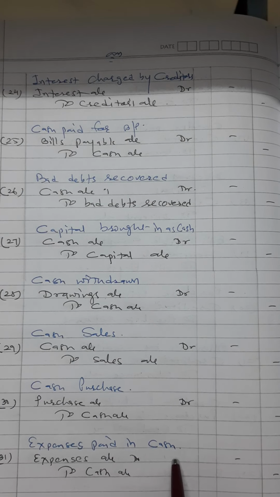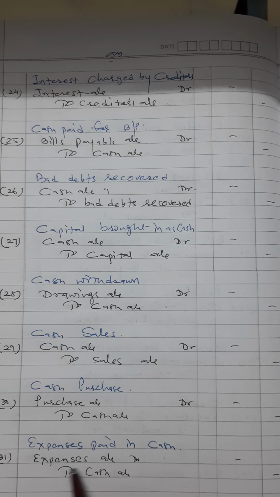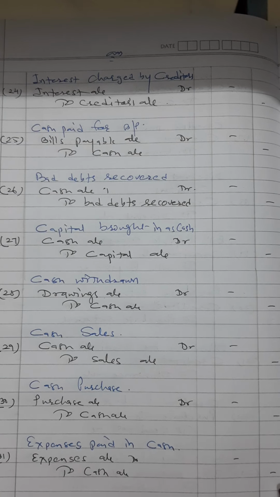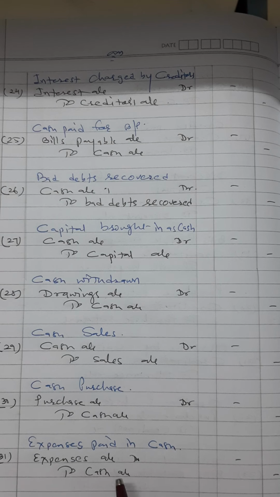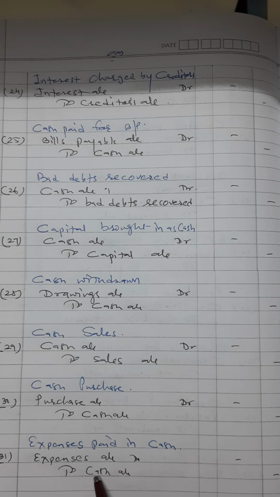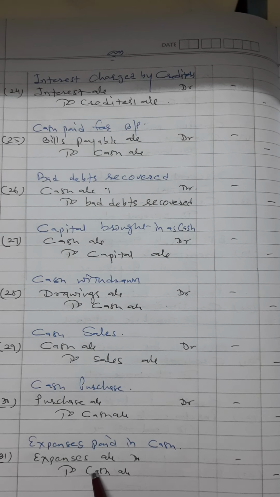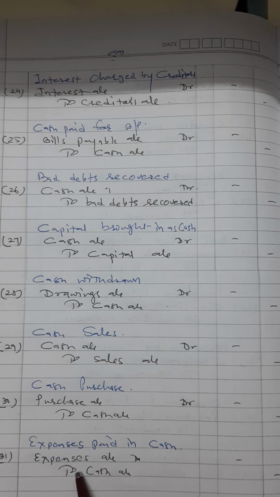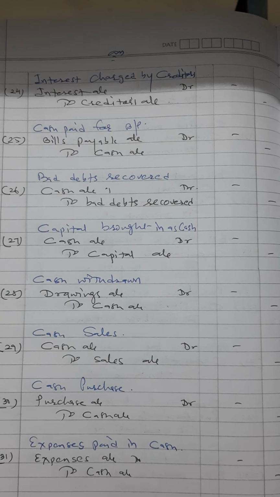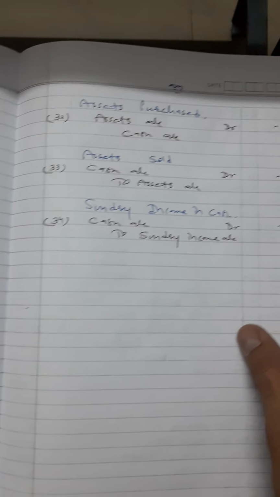Expense, any expense paid in cash, that expense account will be debited and cash account will be credited. If expense is wages, then you have to write it on the debit side of the trading account. If expenses are related to profit and loss account, for example stationery expense, salary, rent, insurance premium, then all those expenses will be written on the debit side of the profit and loss account and cash account will be credited.